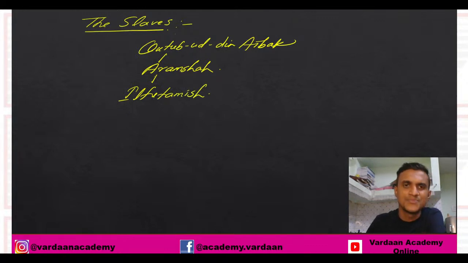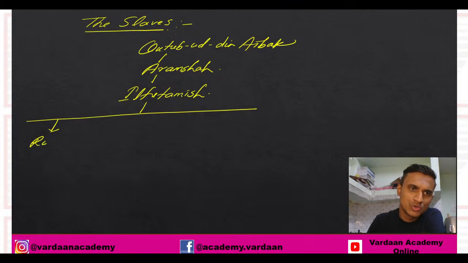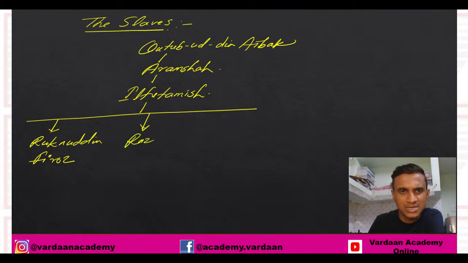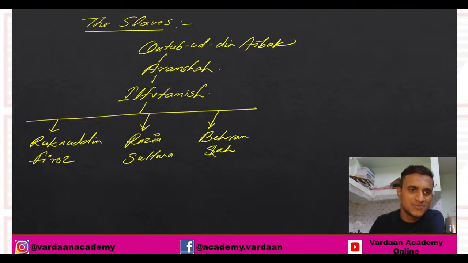After Iltutmish, the next ruler is going to be his son, Ruknuddin Firoz. After Ruknuddin Firoz, you will see the first woman ruler, Razia Sultana. After Razia, you will see the second son of Iltutmish, Behram Shah. After Behram Shah, you will see Ruknuddin Firoz's son, Masood Shah. He is going to rule.